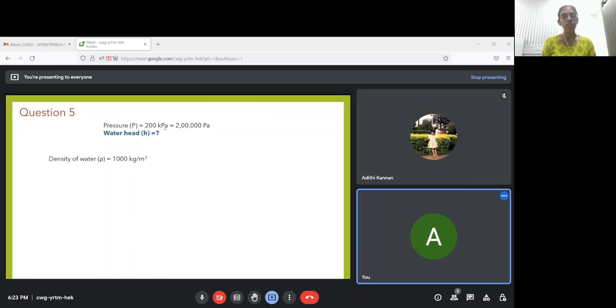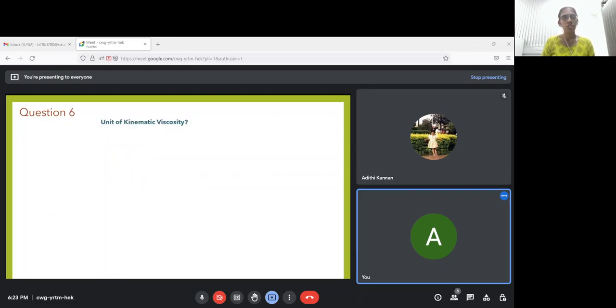So we already know that the density of the water is 1000 kg per meter cube, and the pressure can be calculated from P equal to rho gh, where rho is the density, g is the acceleration due to gravity, and h is the height of the liquid. So when we substitute the values, 2 lakh pascals equals 1000 kg per meter cube into 9.8 meter per second square into the height of the liquid. So the height comes out to be 20.39 meter, which is nothing but the water head. So the correct answer to this question is option A.